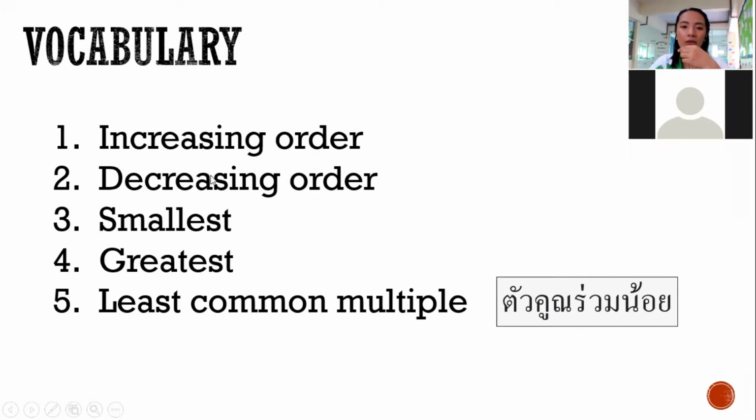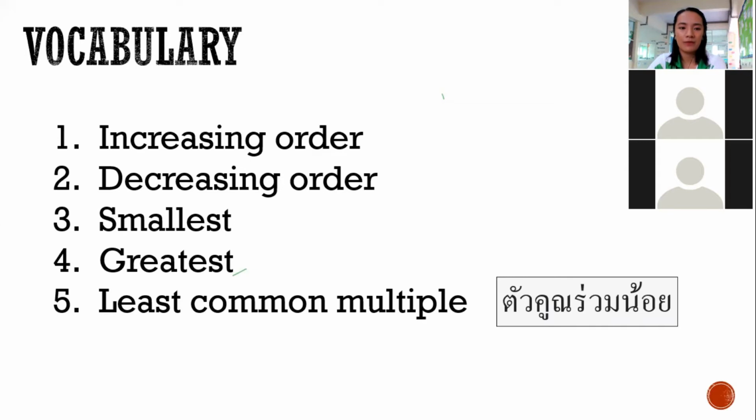Number 1, increasing order. Increasing order. Very good. Number 2, decreasing order. Decreasing order. Very good. Number 3, smallest. Smallest. Very good. Number 4, greatest. Greatest. Very good. Number 5, least common multiple.